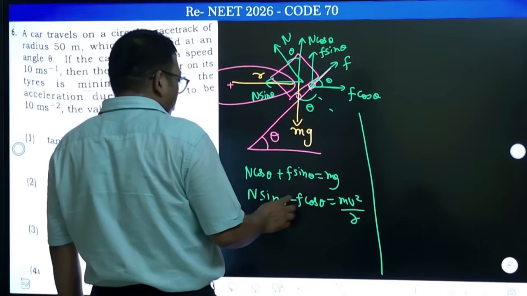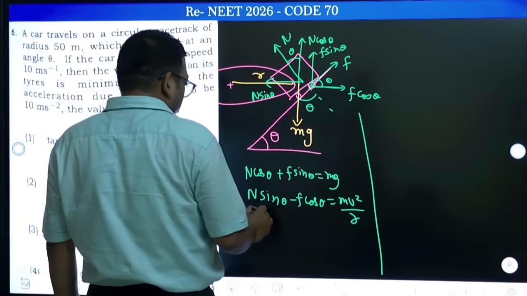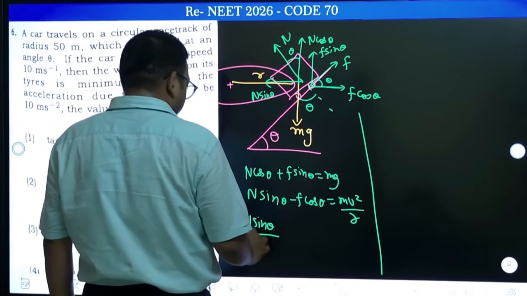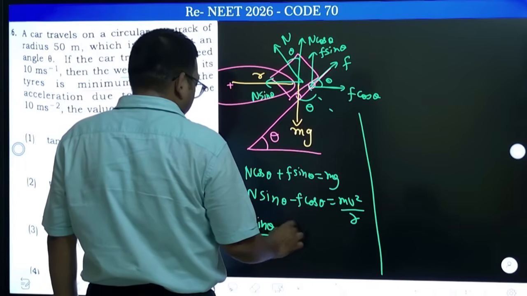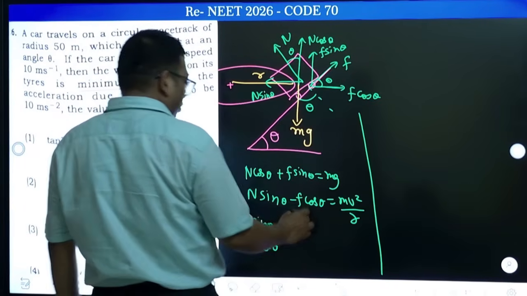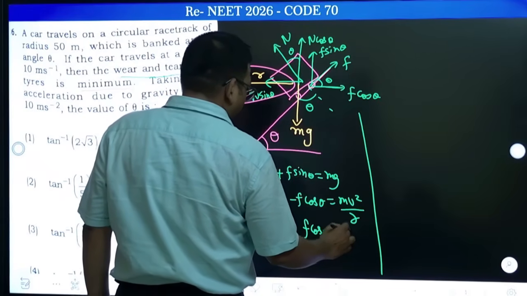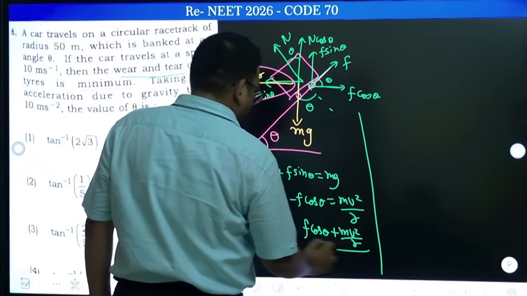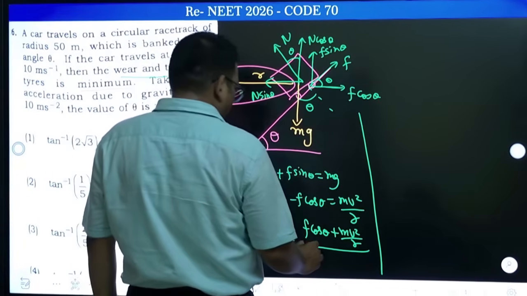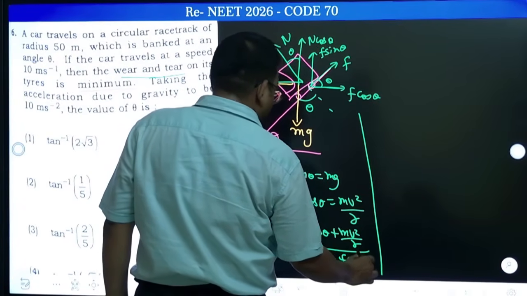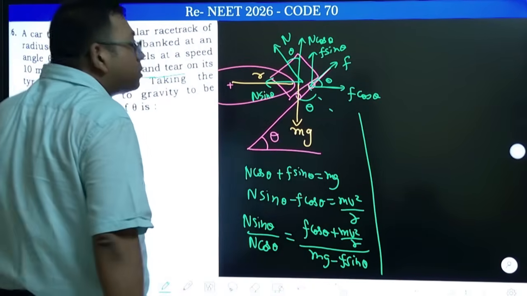So from here normal cos theta, normal sin theta. So normal sin theta by normal cos theta. Let us do that. That means we will calculate tan theta. So from here it becomes f cos theta plus mv square by radius, and from here mg minus f sin theta.